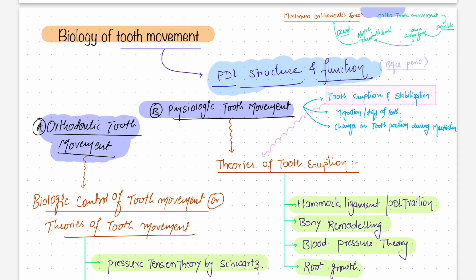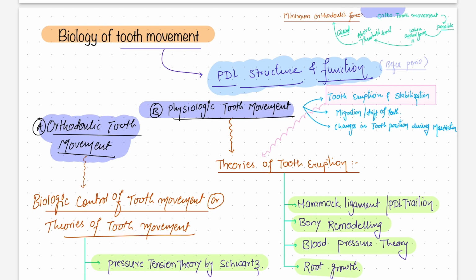Today we are here to discuss a new topic from the orthodontic subject of the final year BDS. Today's topic of discussion is the biology of the tooth movement. Tooth movement is basically the movement of the tooth when it comes to orthodontic treatment. For that, the important thing is the PDL structure. What the PDL structure is and what its function is, we have covered already in the previous video. If you have not watched that, please go through it once.